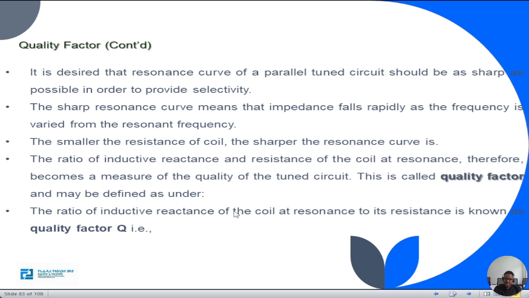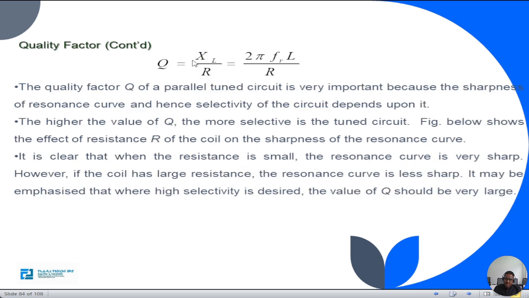It depends on XL over R, that is, XL equals 2 pi FR L over R. So the quality factor of a parallel tuning circuit is very important because the sharpness of the resonance curve, and hence the selectivity of the circuit, depend upon it. So the higher the value of quality, the more selective is the tuning circuit.